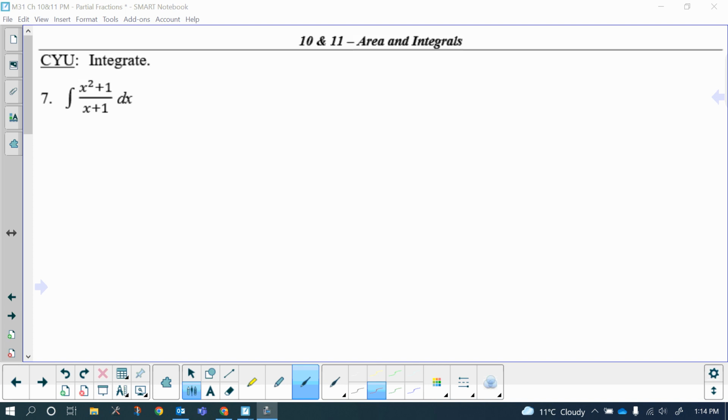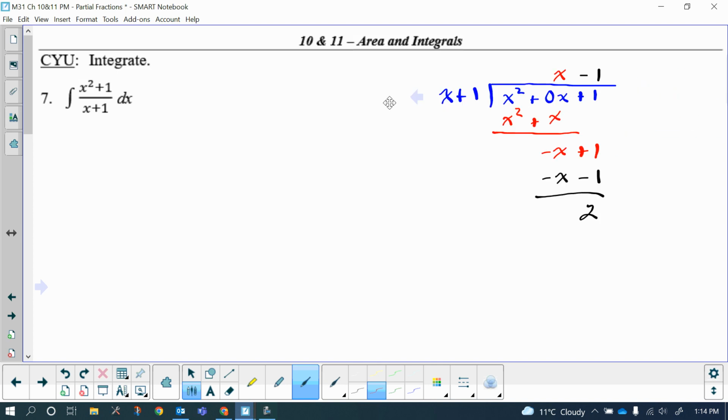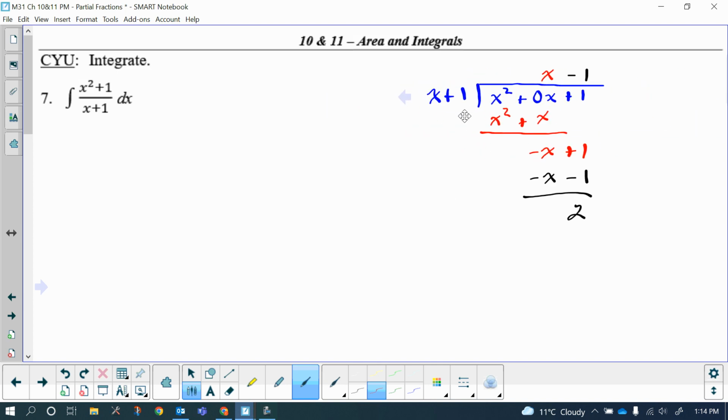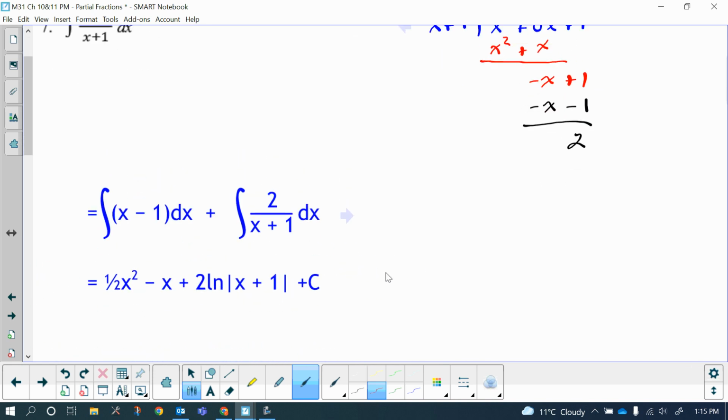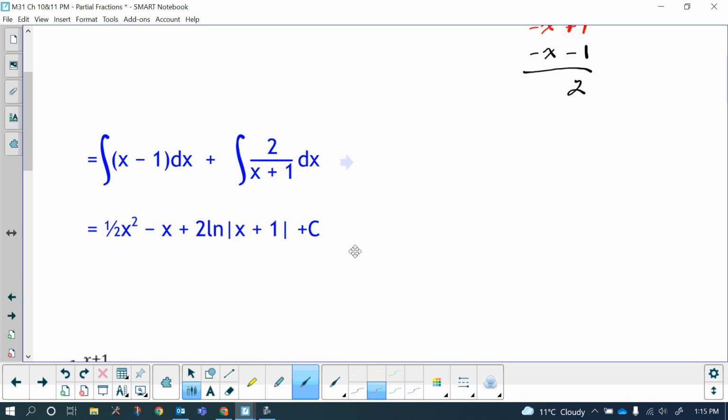Here we go with question number 7. Our numerator is higher degree than the denominator, so we need to begin by doing some long division. Here's what I get: a quotient of x minus 1 and a remainder of 2. So that lets me rewrite my original integral as the integral of the quotient plus the integral of the remainder over the divisor. And when we do those antiderivatives, here's what we come up with in our last line.